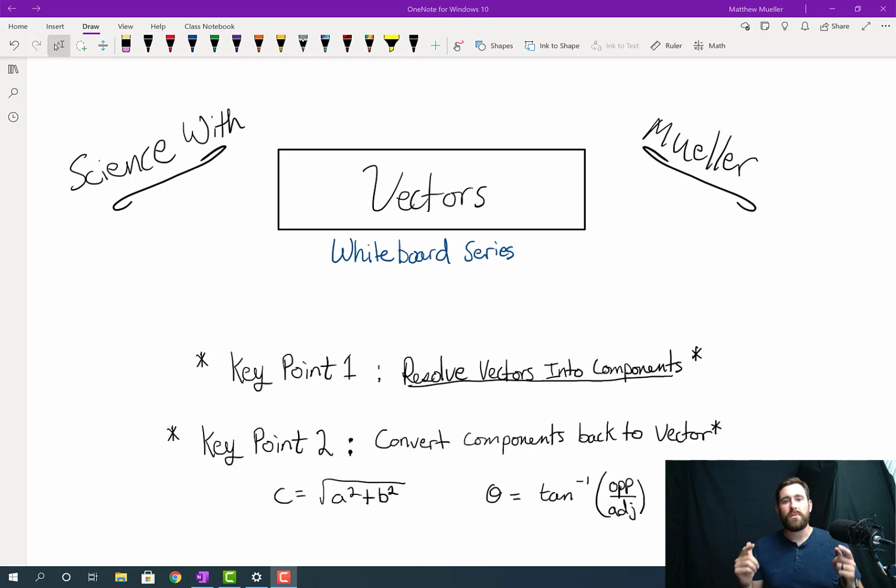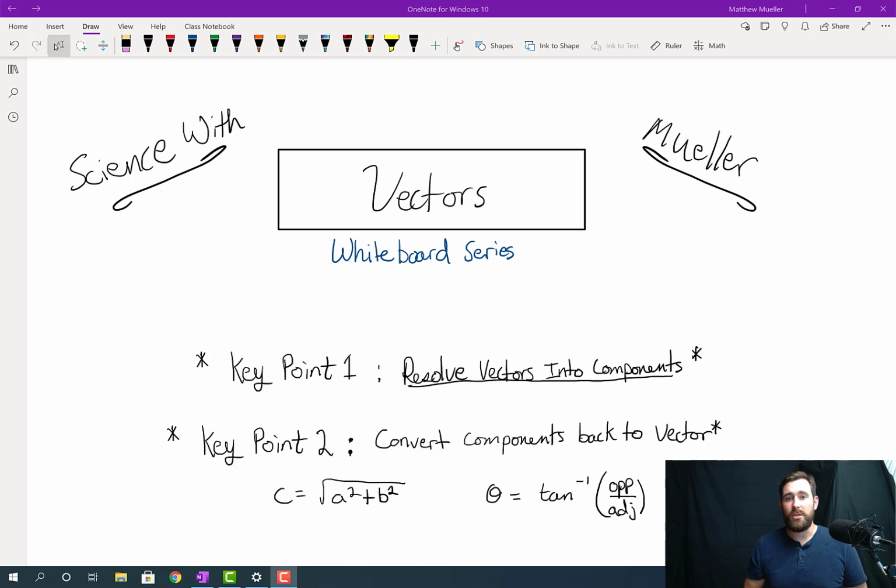First, always resolve vectors into components. So if they are not pointing either straight up and down or straight left and right, or they are not in reference to some other object and they're perpendicular, we are going to resolve them into components. That's just what we're going to do. We're going to find the horizontal and vertical components of all vectors in a funny direction.